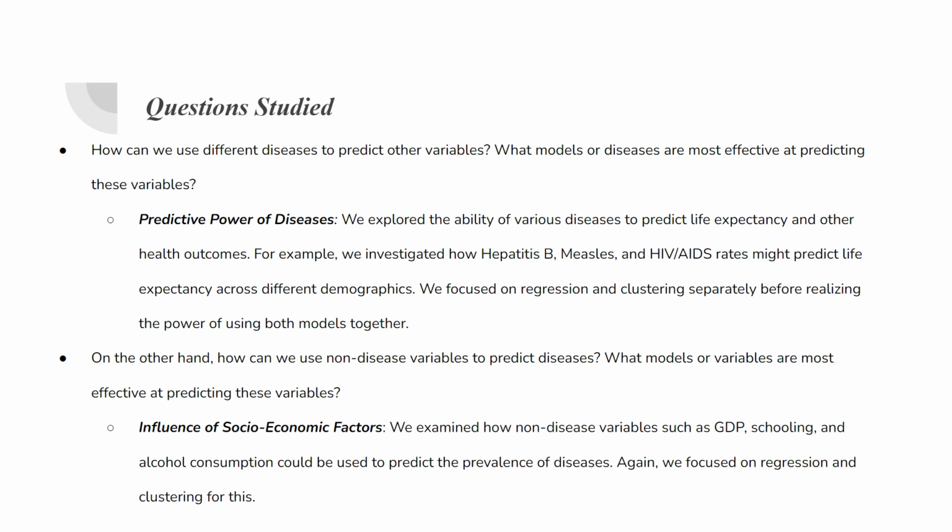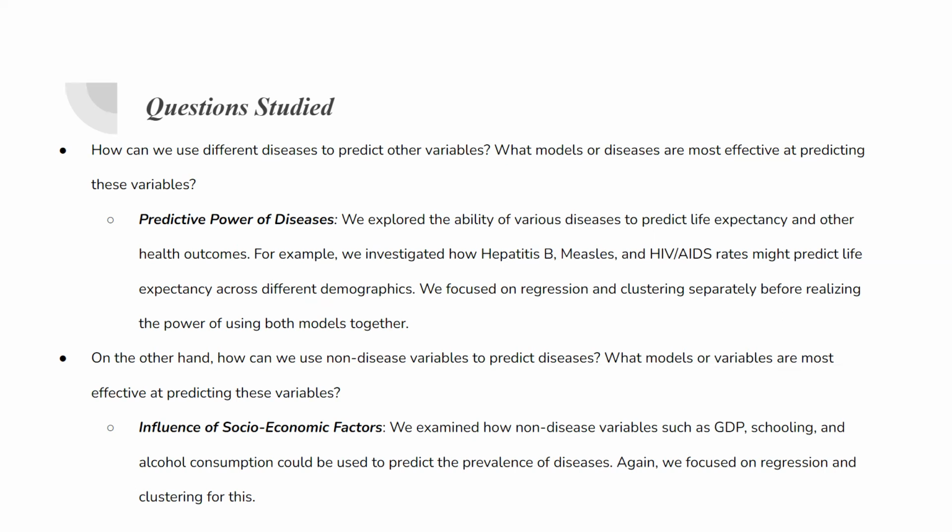Our first initial question is how can we use different diseases to predict other variables, and what models or diseases are most effective at predicting these variables? This is more self-explanatory. We're using diseases to predict variables like life expectancy and various health outcomes or GDPs. One example was that hepatitis B, measles, and HIV/AIDS might be able to predict life expectancy across different demographics, countries and regions. For this, we focused a lot on regression and clustering as our initial thought process of how we can solve this question.